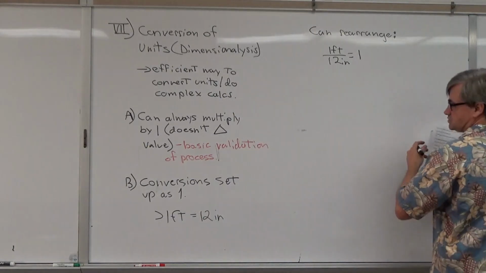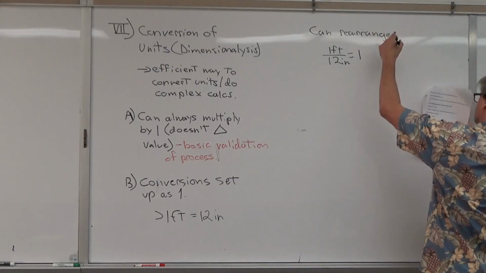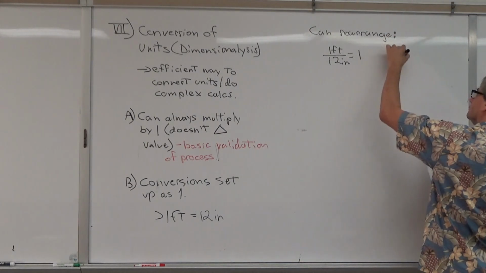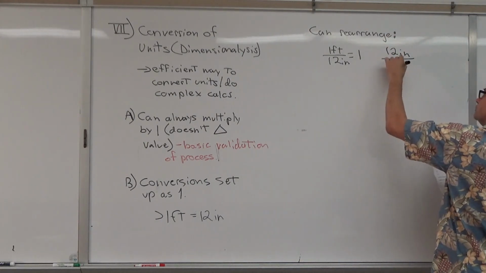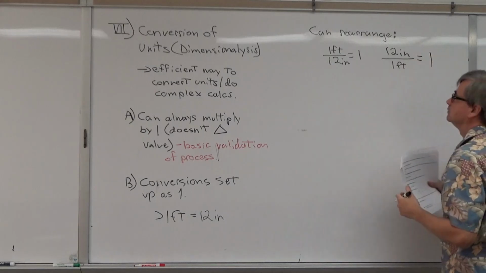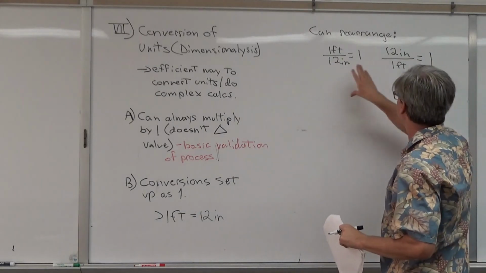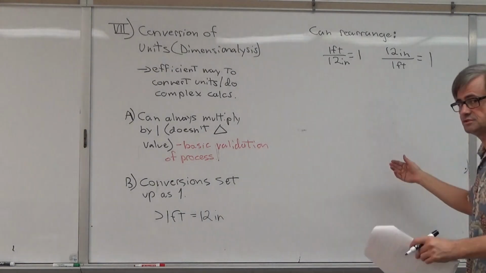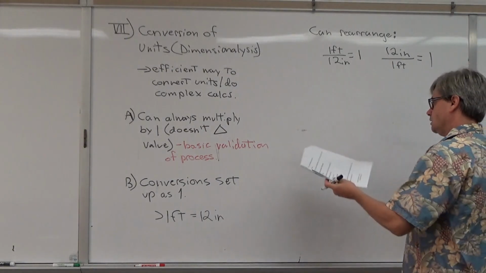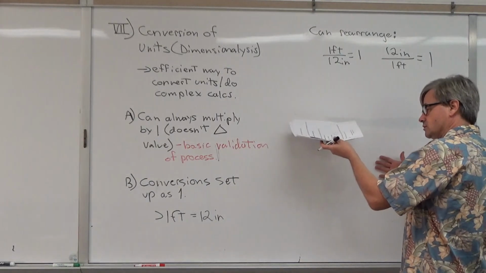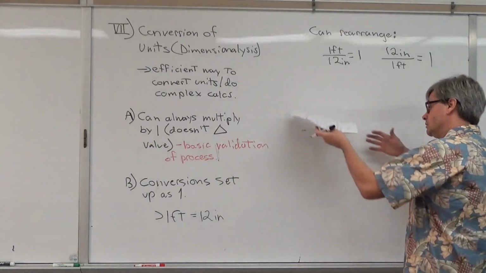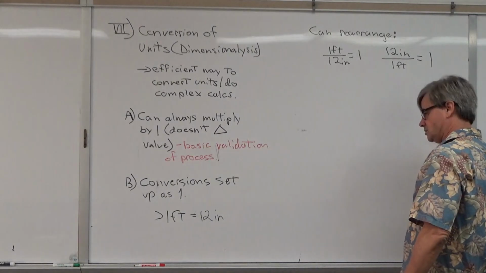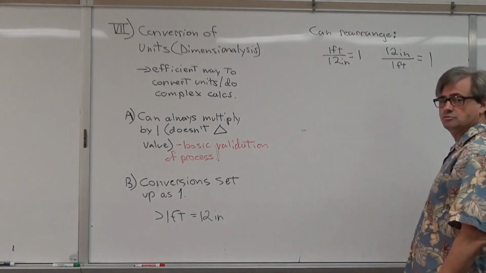And we can divide both sides by 1 foot. So 12 inches over 1 foot equals 1. Which means you can multiply anything you want by those. Now you have to adhere to the rules of units. A unit that's on the numerator and a unit that's on the denominator can cancel. If you don't have that situation where they cancel, then your answer has to keep those units.